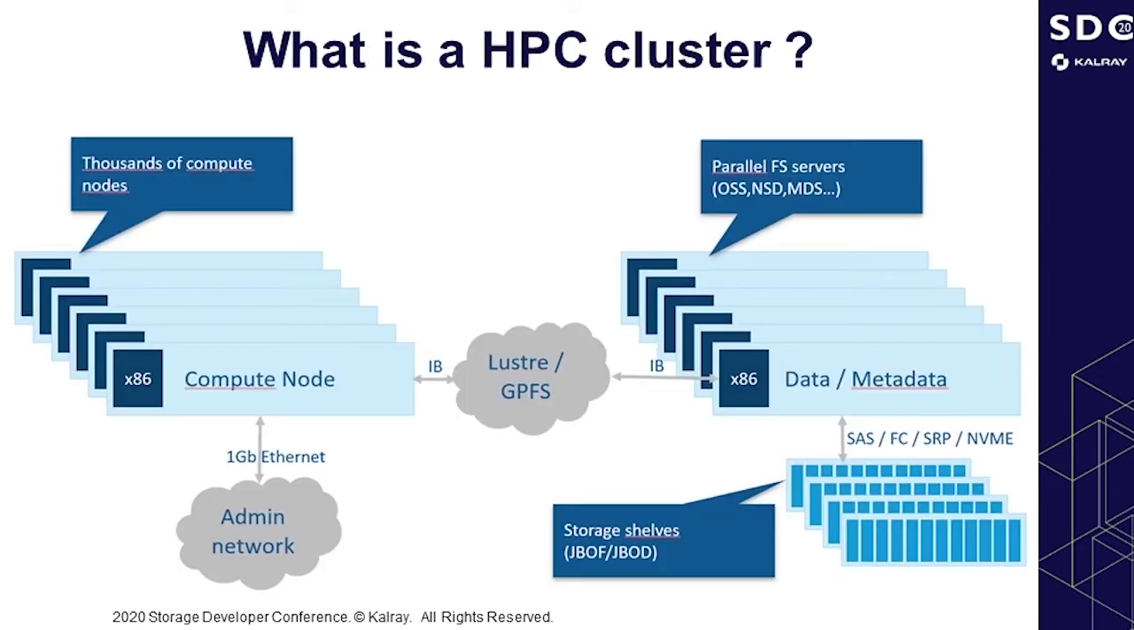So what is an HPC cluster? A few words about that, just so everybody can understand what we will be speaking about. This represents a typical HPC cluster. On the left, you will find the compute nodes, which are interconnected through InfiniBand, which is serving the Lustre or GPFS or any other parallel file system from data and metadata servers. These servers will be connected to a SAN storage, such as JBOF or JBOD, to serve the data. Between this type of server and the storage, we will find technologies such as SAS, Fibre Channel, SRP (SCSI RDMA Protocol), or NVMe.